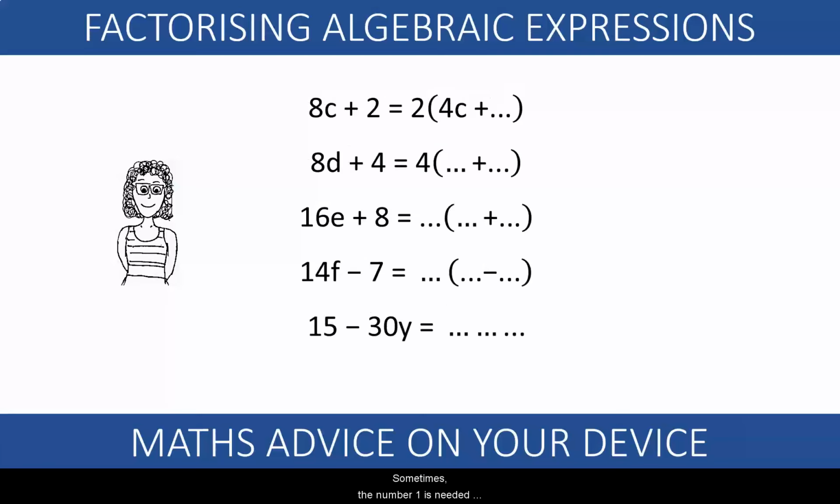Sometimes the number 1 is needed inside the bracket. For example, if 2 is a common factor, we need 4c plus 1 inside the bracket. 2 times 4c is 8c, and 2 times 1 is 2.